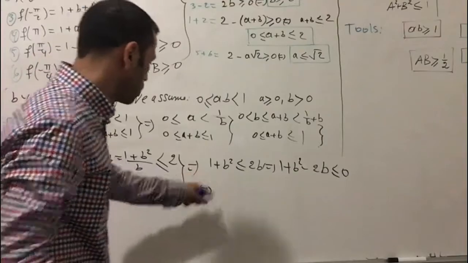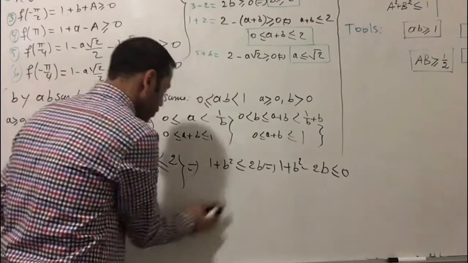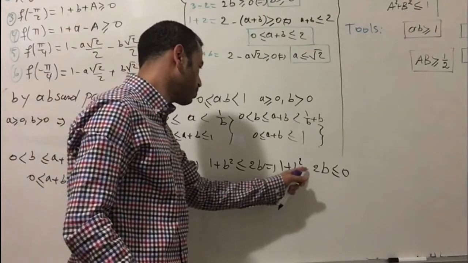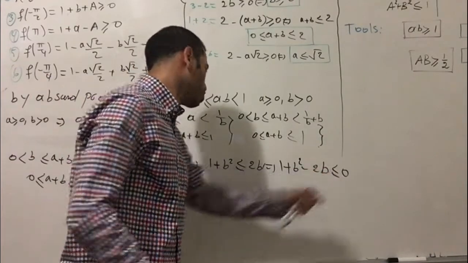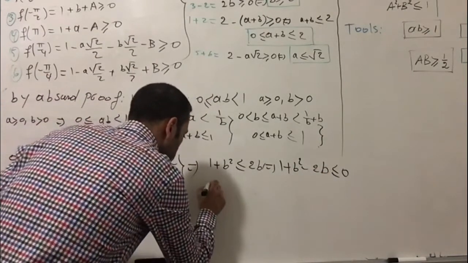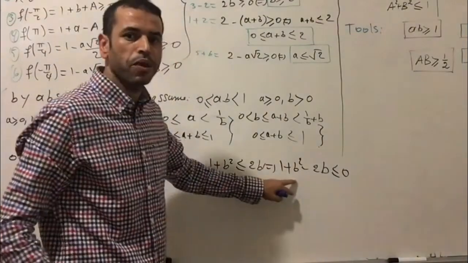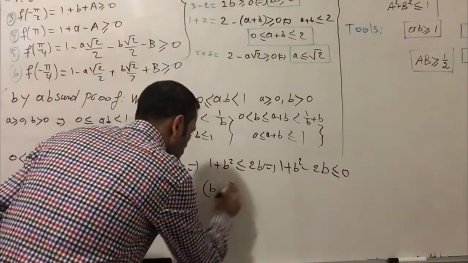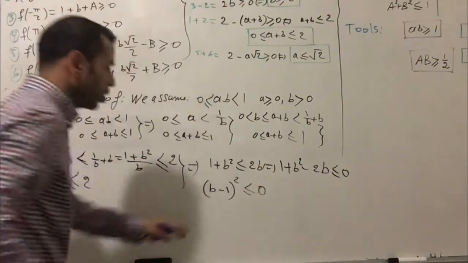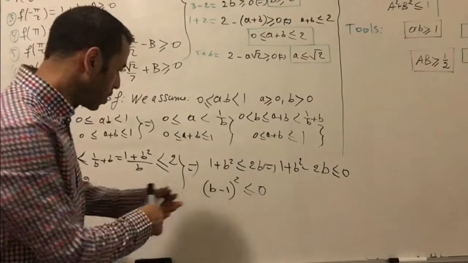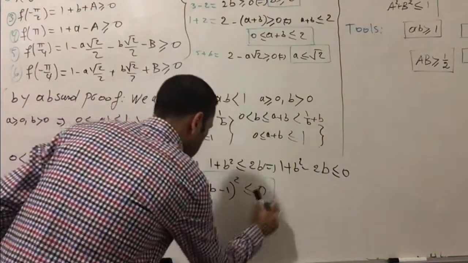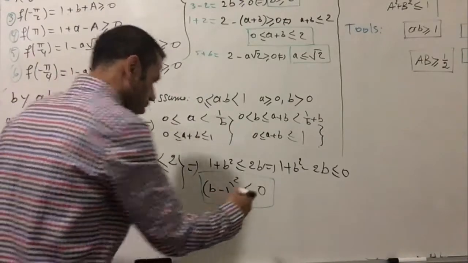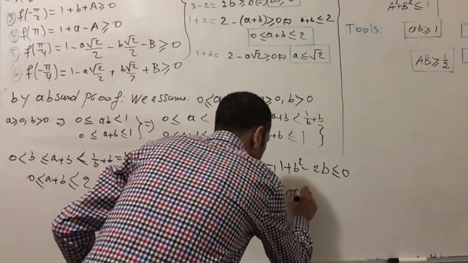What does this mean? I'm going to bring 2b to the other side. We'll have 1 plus b squared minus 2b inferior or equal to 0. That means this is (b minus 1) squared inferior or equal to 0. Do you think this is true? This is impossible, because this one is supposed to be superior to 0, not inferior or equal to 0. This is impossible.